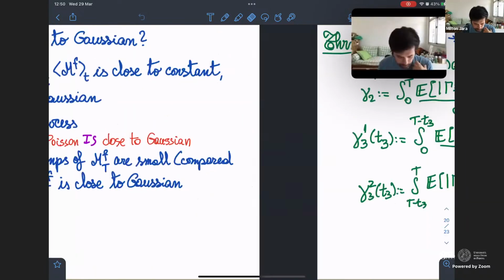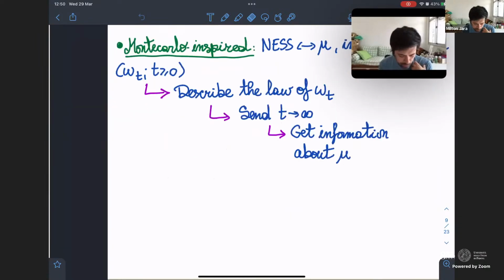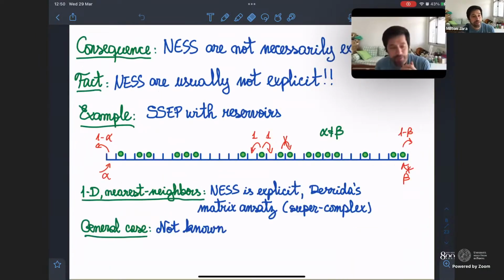Let me go back to the slide. It's not going to help you really, but it's based on the matrix ansatz. Okay. The matrix ansatz is somehow a simplification of the Bethe ansatz that works for this particular situation. It works very well for this particular situation.